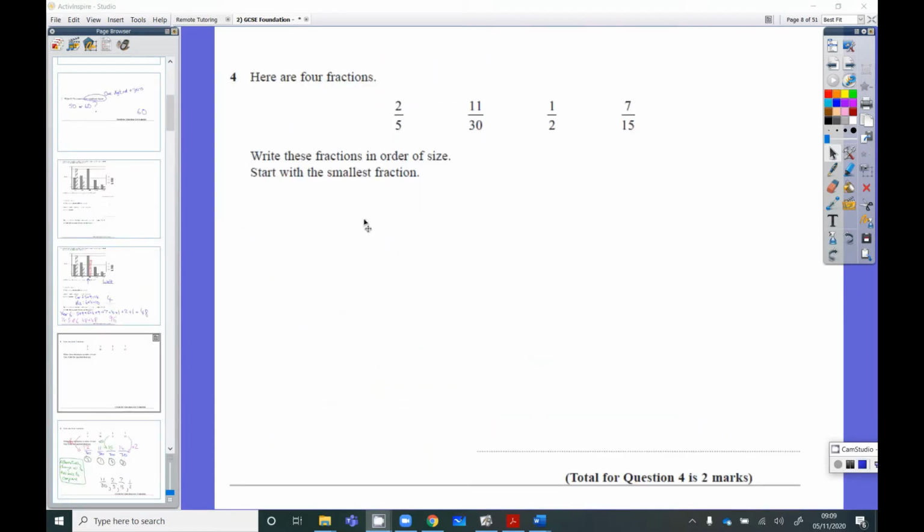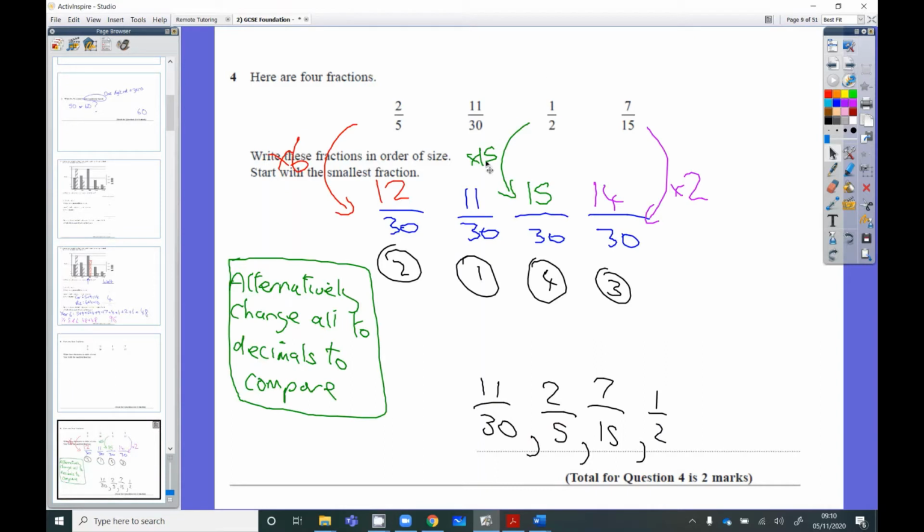Question 4. So write these fractions in order of size, starting with the smallest fraction. You can either go down the route of finding equivalent fractions. We can see with these denominators that they're all factors of 30, so they all go into 30. So we can choose to make each of these 4 fractions something over 30.